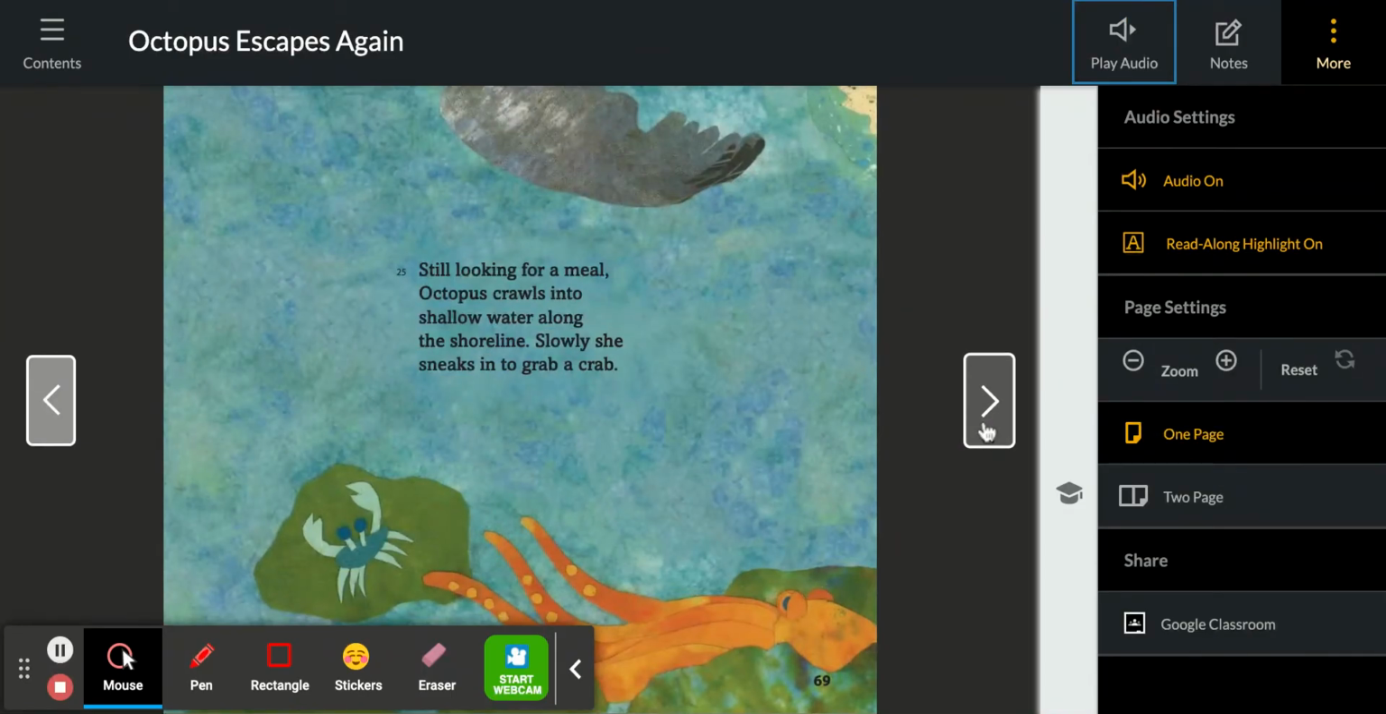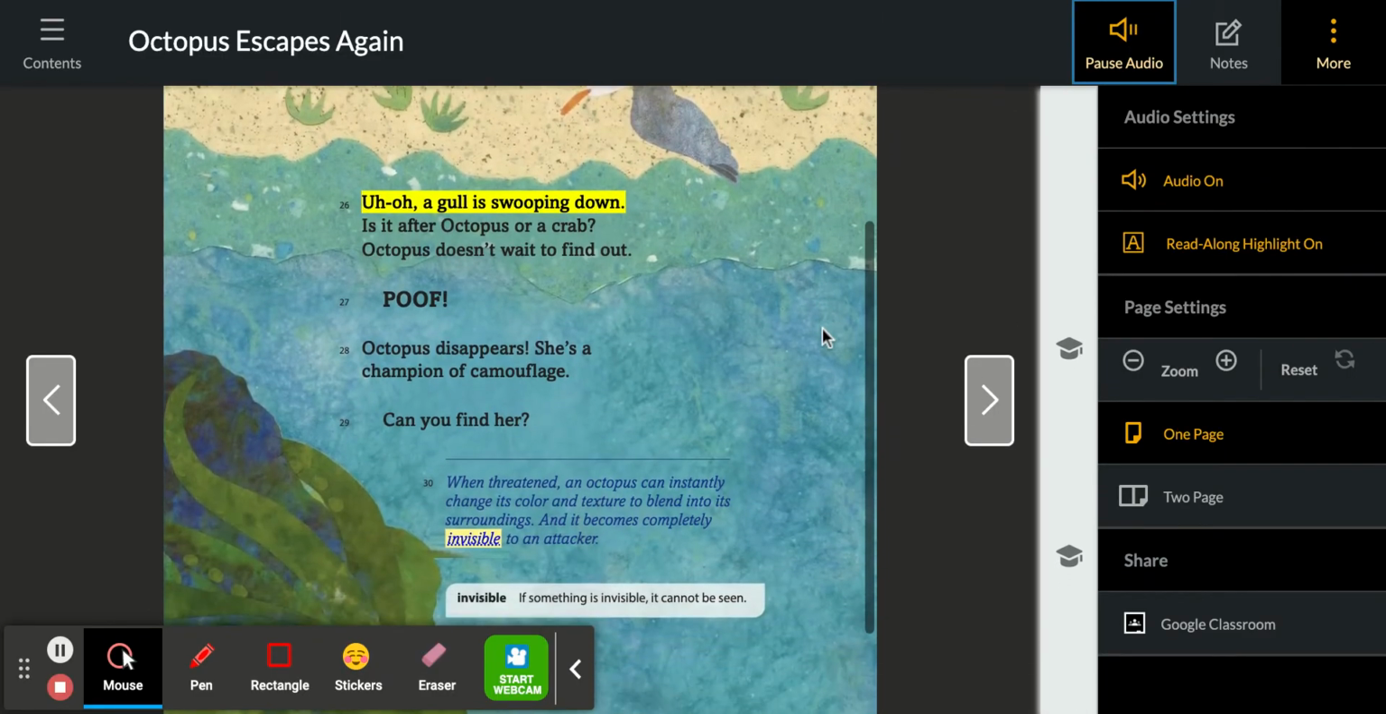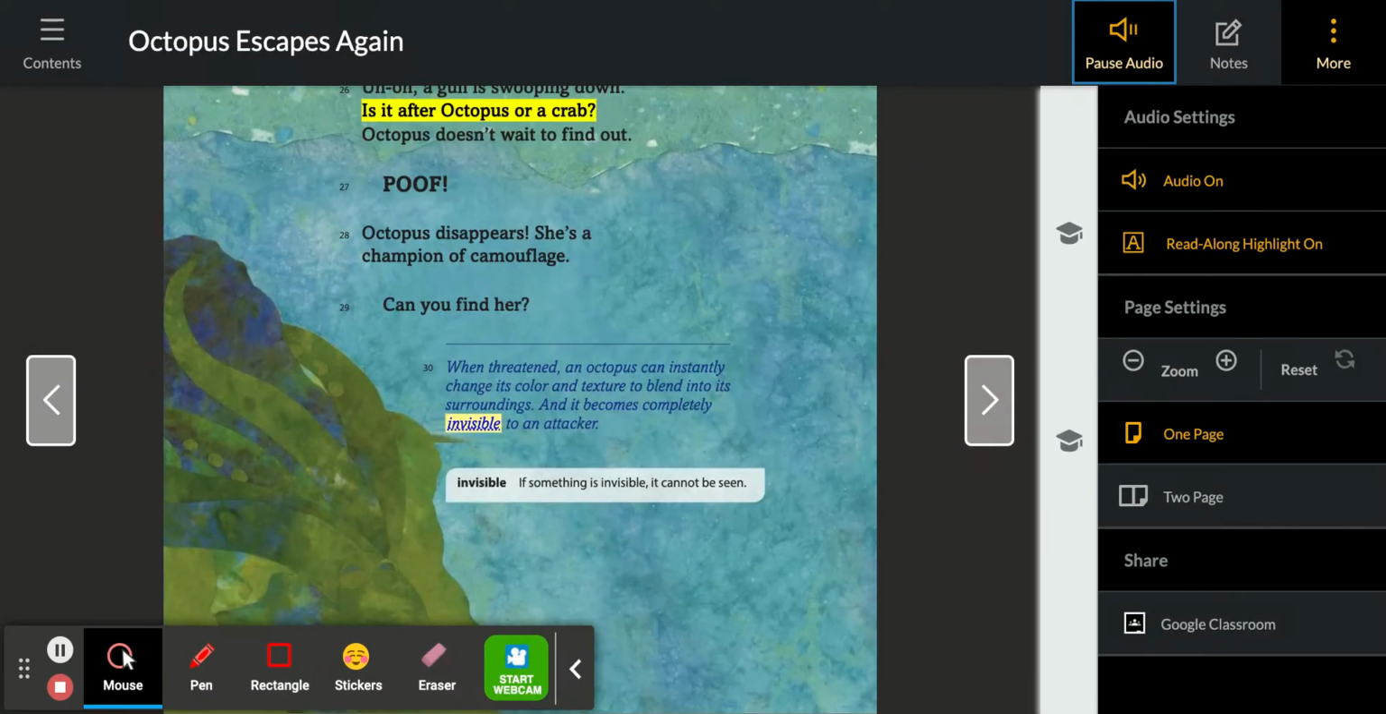Uh-oh, sounds like it's time for the octopus to eat. Uh-oh, a gull is swooping down. Is it after octopus or crab? Octopus doesn't wait to find out. Poof! Octopus disappears.